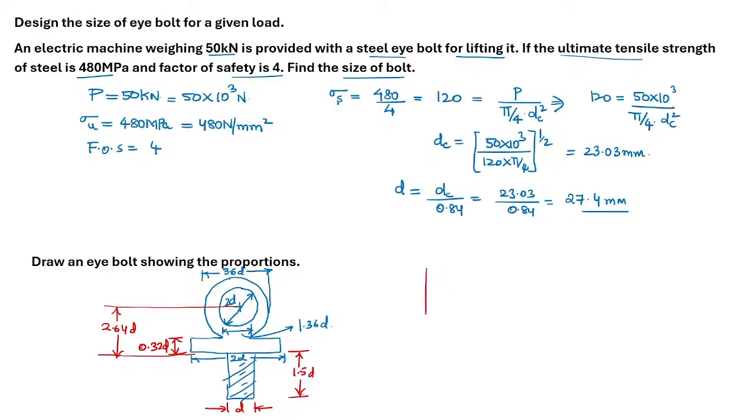Next, same thing in the side view. The thickness of the eye portion will be 0.8 times of D, and this radius of curvature here will be 0.5 times of D. So these are the proportions for the eye bolt.